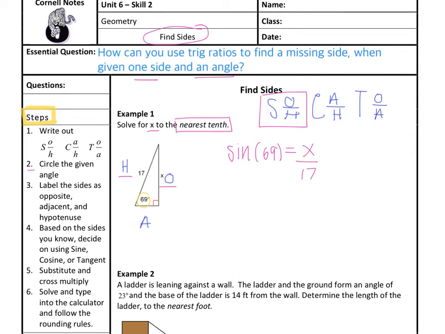So looking at our steps here, we circled the given angle. We labeled our sides, O, A, and H. Based on the sides, we figured out that we were going to use sine. And then we're to the point where we've substituted. So the next thing we're always going to need to do is cross multiply. So we can put sine of 69 over 1. And if we cross multiply here, x times 1 is just going to give me x. And then I have to do sine of 69 times 17. So I always put the number in front. So 17 times the sine of 69.